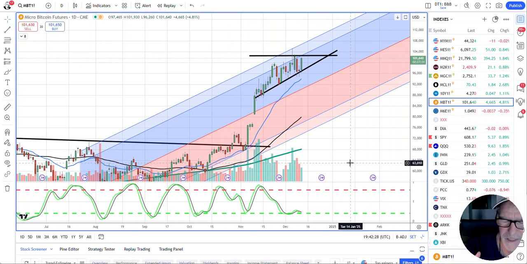But the thing is that you're going to get some consolidation along the way, and that's exactly where we're at right now. We're just in a period of consolidation. It's not a real good trade, but we are long Bitcoin.